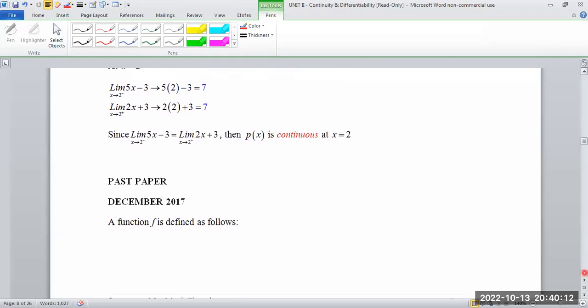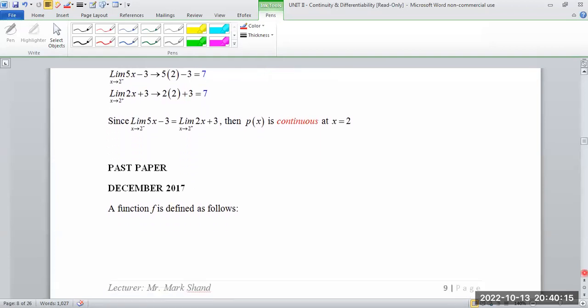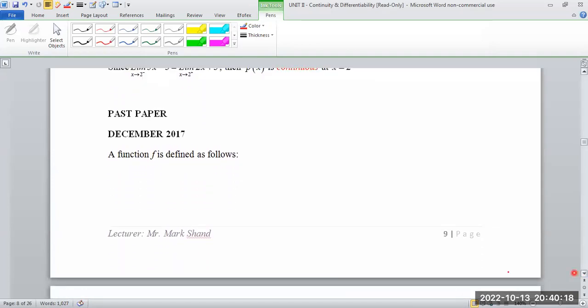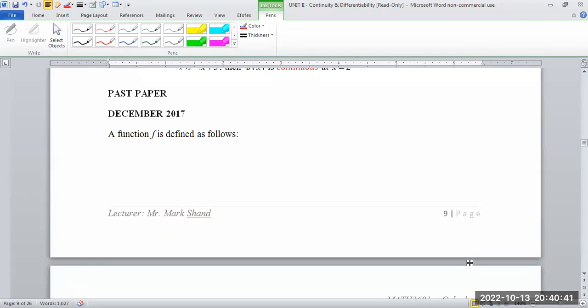All right, so we're going to begin our first past paper question in class. This is past paper December 2017. It says, I recognize that this thing won't work so well in this. No, it's not responding. Oh, come on. All right. A function f is defined as follows.